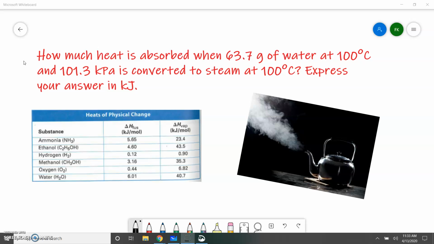I'm going to point out a couple of things to you. The first one is this pressure is just telling us it's at standard pressure, so we don't actually have to worry about that value. And then the other one is that we're going from liquid water at 100 degrees Celsius to steam, water vapor at 100 degrees Celsius. There's no change in temperature, so all we have to worry about is the energy involved in the state change. Go ahead, pause this video now, and work through this problem on your own.